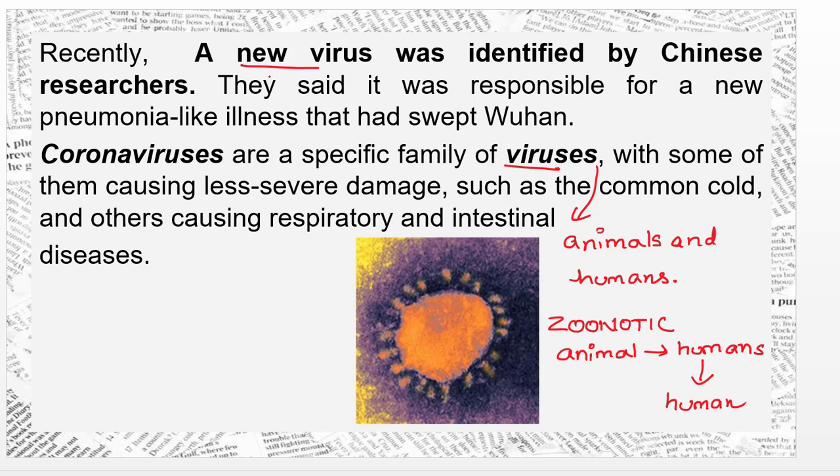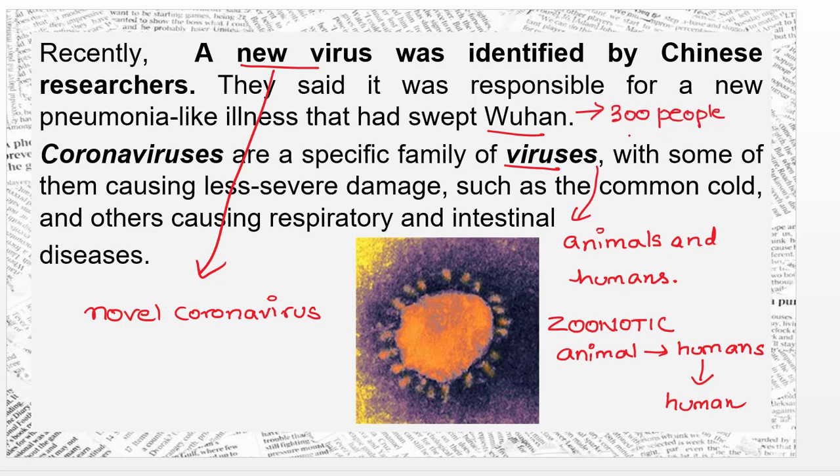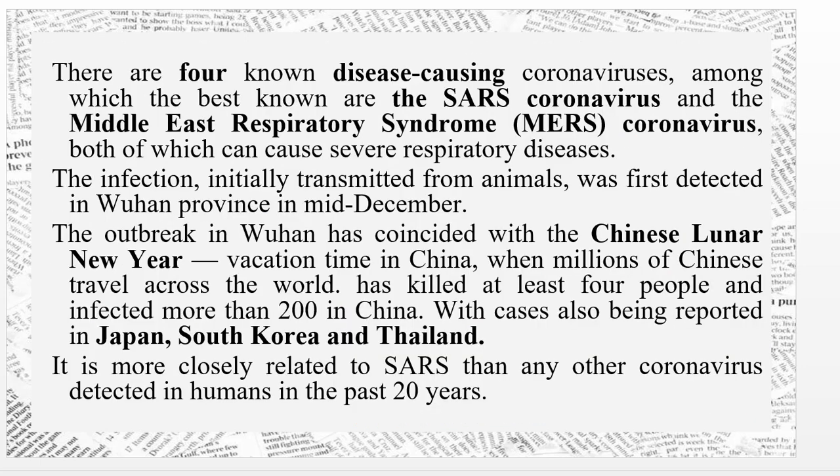Now, recently, a new strain of viruses was identified by Chinese researchers. This new virus is also known as the novel coronavirus. This virus is said to have started from the Wuhan district of China and has spread to other countries like Japan, Thailand, and South Korea as well. Now, this virus is a pneumonia-like virus that had swept throughout Wuhan. It had affected a number of people, and as of now, approximately 300 people are affected, and at least 4 people have been killed as per the official records.